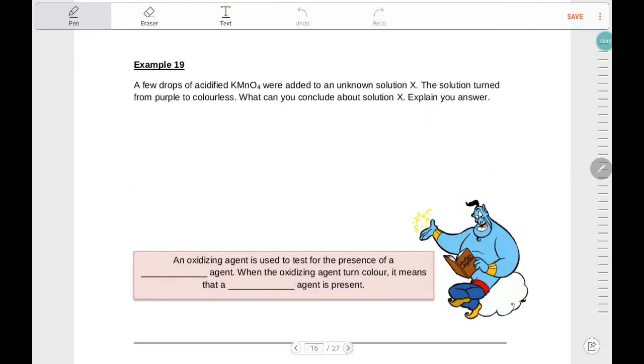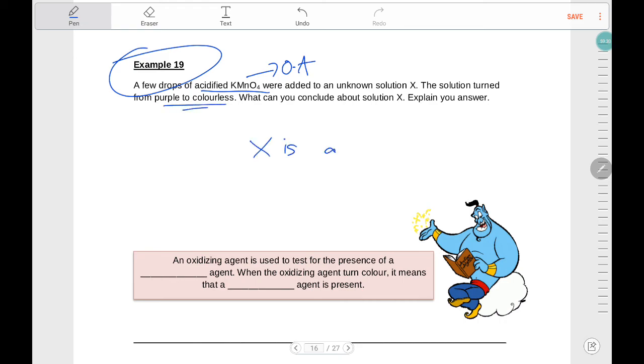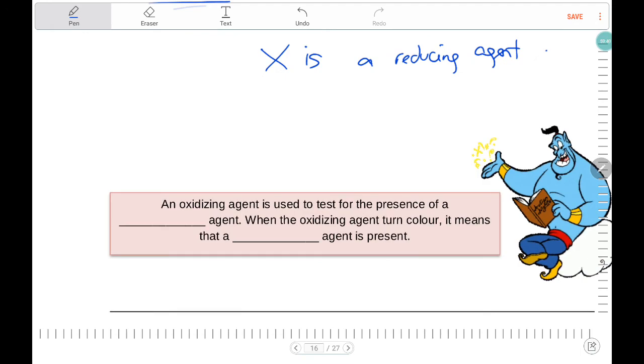Okay. Moving on. Next page. Could you try example 19 on your own? Just very quickly try example 19. So once again, KMnO4 is an oxidizing agent. Oxidizing agent tests for reducing agent. Alright, so if this oxidizing agent turns color, it tells me that X is a reducing agent. Right, same thing, X is a reducing agent. Okay, so you could fill up the blanks at the bottom here. An oxidizing agent is used to test for the presence of a reducing agent. When it turns color, it means that a reducing agent is present.